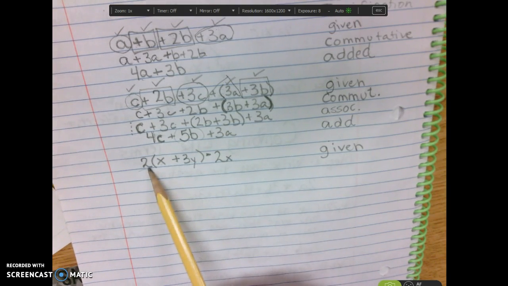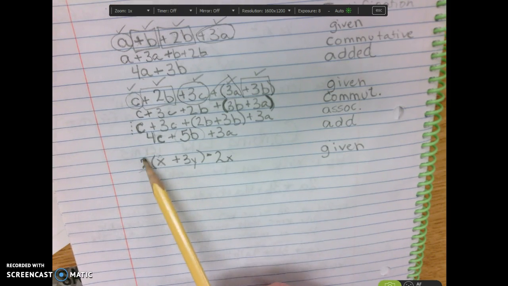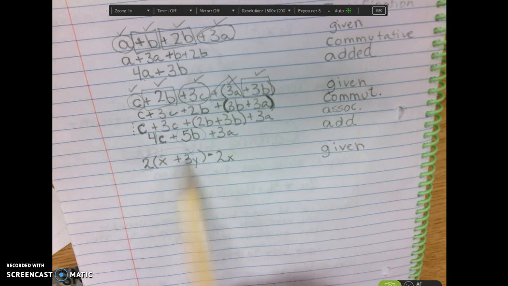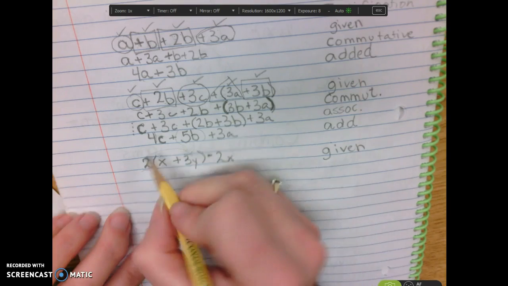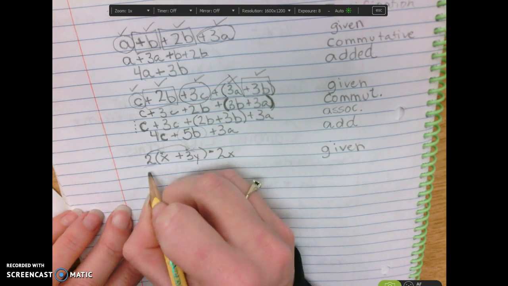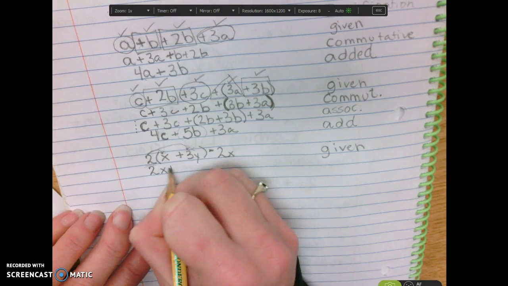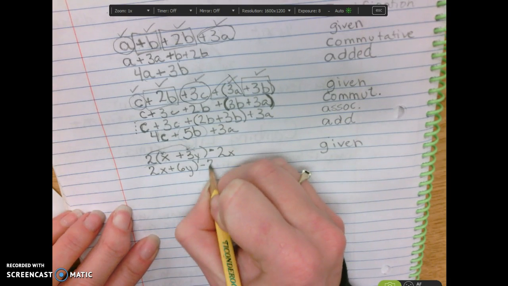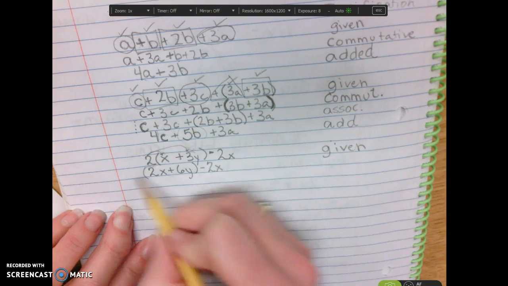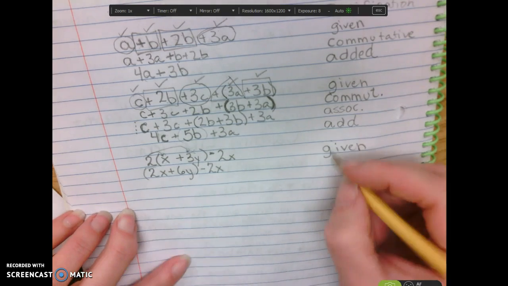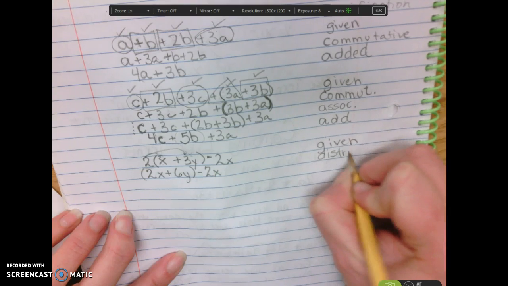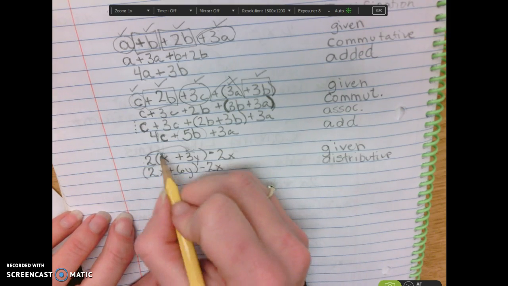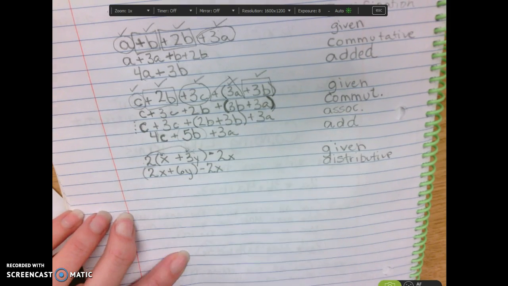However, I noticed this 2 outside here, which means I could apply the distributive property and pass out the groups of 2 first. So that's what I'm going to do here, is I'm going to pass out the groups of 2. So I end up with 2x plus 6y minus 2x. Why was I allowed to pass out those groups of 2? Because the distributive property taught me I can either add this first, then multiply the total by 2, or pass out the groups of 2, then add them together.